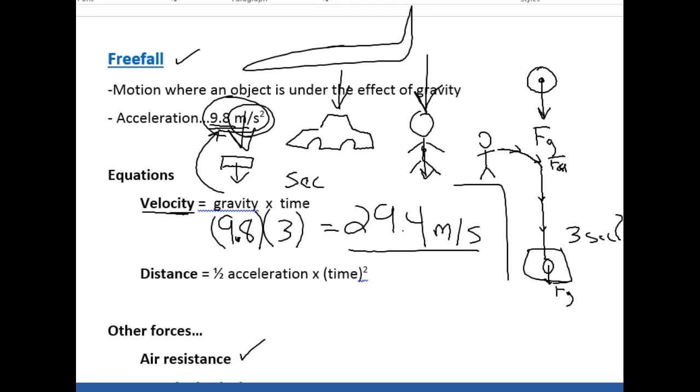If we took the car and dropped it, it would be the same, and so on. Took the hockey puck, dropped it after 3 seconds, it would be the same. That's the only things that matter for that.